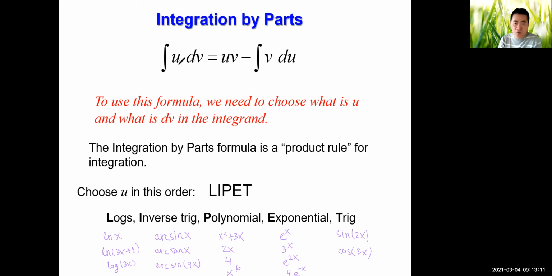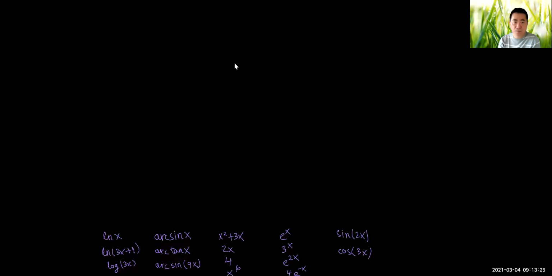Once you identify the u, the remaining part will be dv. Okay. So let's look at the first example.